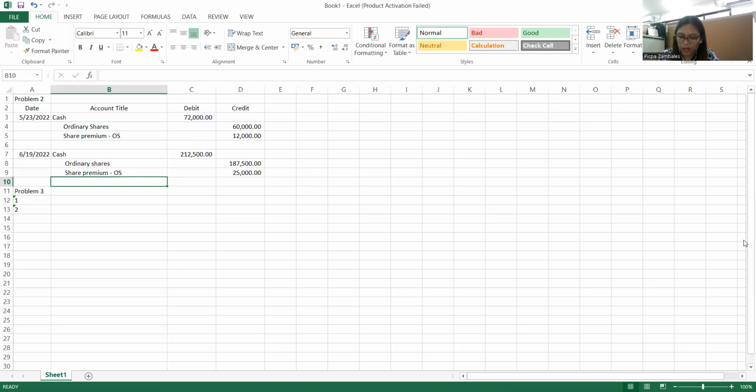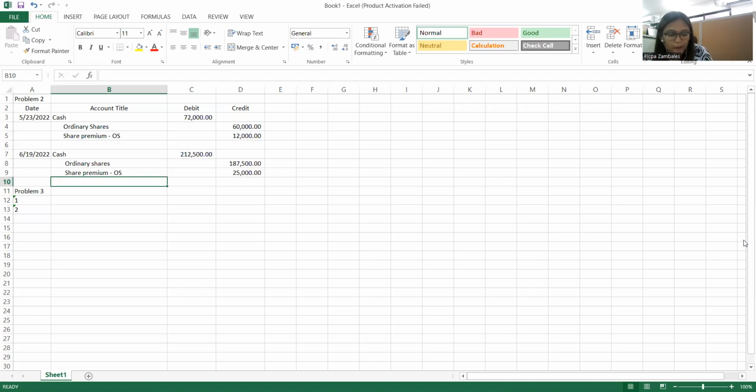I hope all of you can still follow, no? Then now let's move on to problem 3. Problem 3 actually is a reconciliation of accounts, no? So let's see if you can follow what the company recorded. So we have Tampipi Corporation. Describe the transactions recorded in the following accounts of Tampipi Corporation.